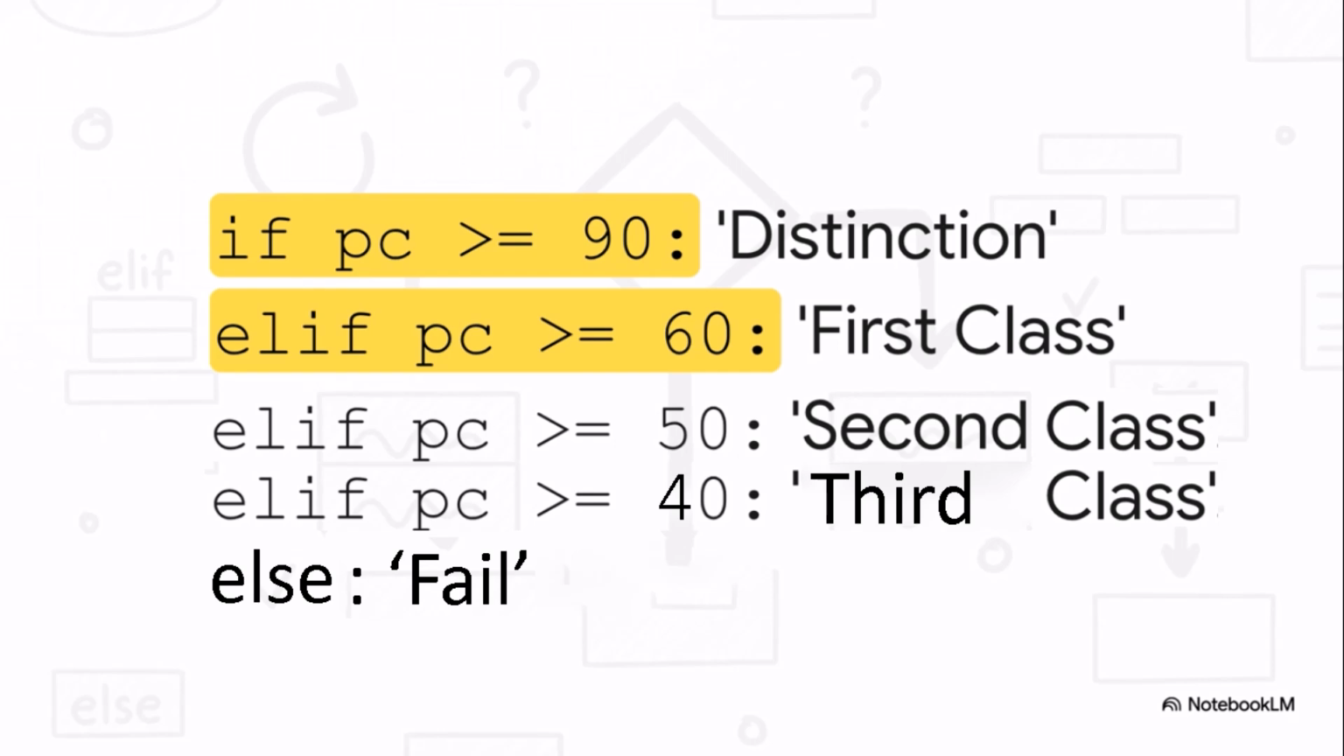So here's that grading logic in action. First, we check, is the percentage 90 or more? If not, okay, let's check if it's 60 or more. If not that, then we check 50 and so on down the line. It's a super clean and efficient way to handle a bunch of options where only one can be true.